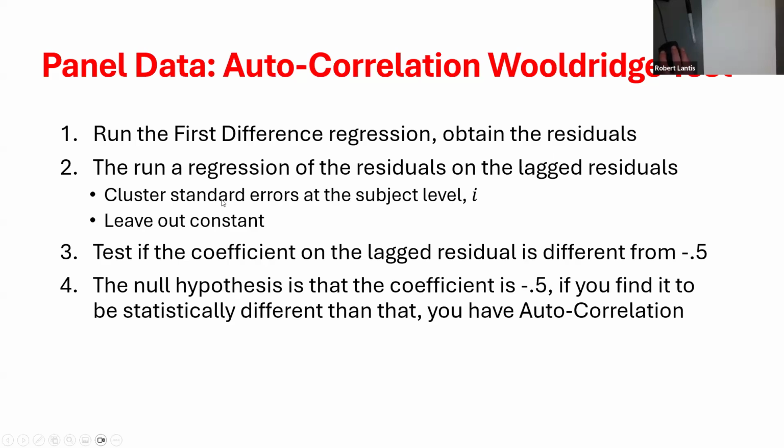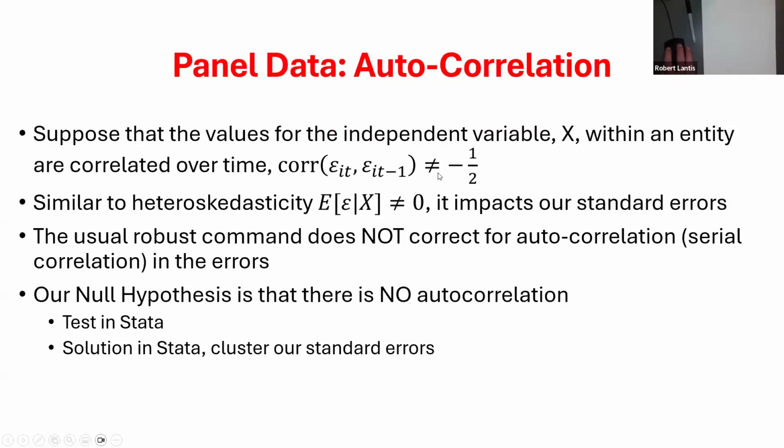We're then going to test to see whether or not the coefficient on the lagged residual, when I run this regression, is anything other than negative 0.5. Okay? So if you find that it's statistically different, you have autocorrelation. If you don't have autocorrelation, it would be exactly equal to 0.5. So that's what we're starting out assuming, right? That there is no autocorrelation, where the correlation between our error term is 0.5.